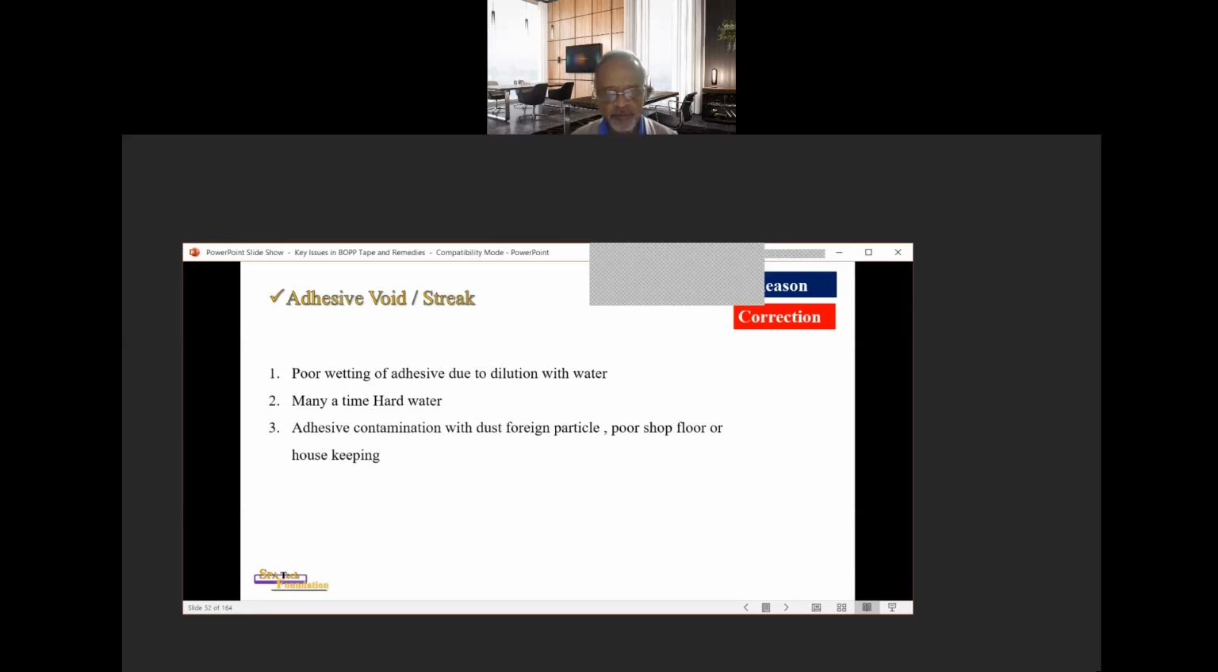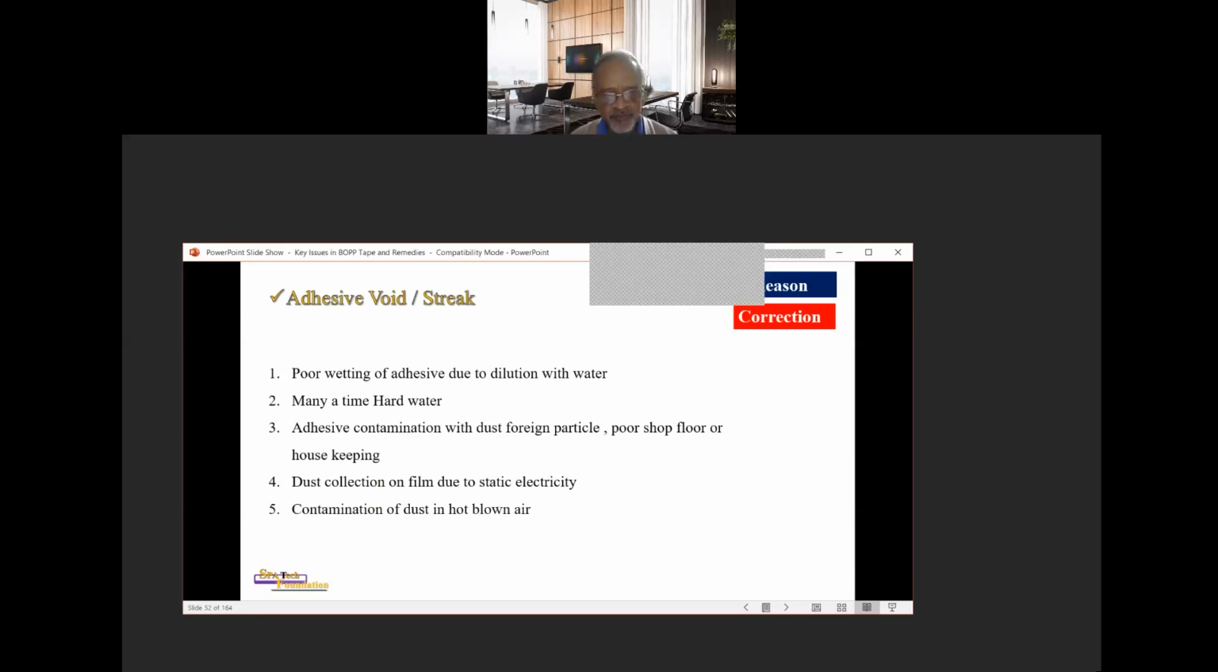The reason for this is poor shop floor or poor housekeeping. Dust collection on film could be due to static electricity. We all know when a plastic film moves on several rolls, a lot of static electricity is generated. The static electricity forms a field around that particular area or across the width or along the width, and this field attracts the dust from the shop floor and it creates a lot many adhesive voids or sticks.